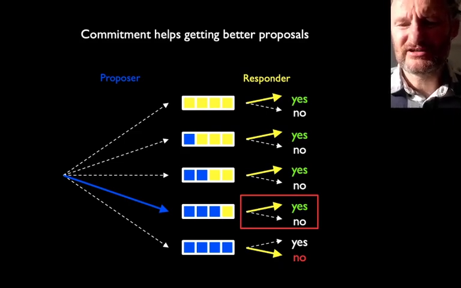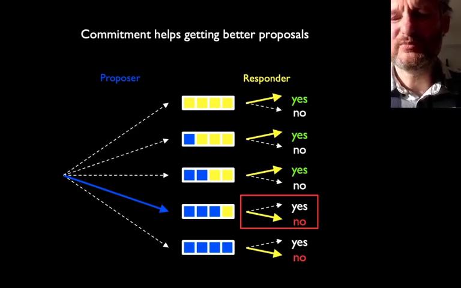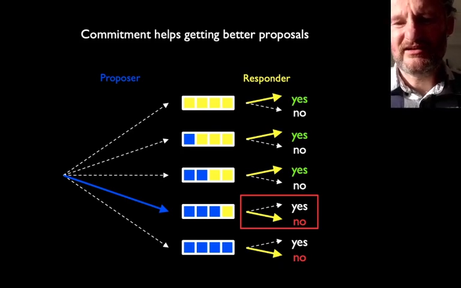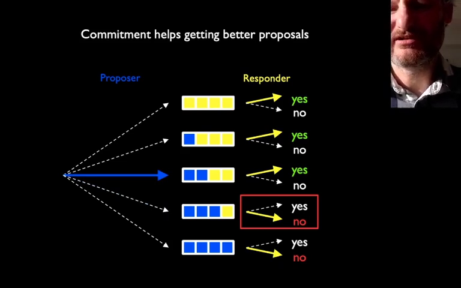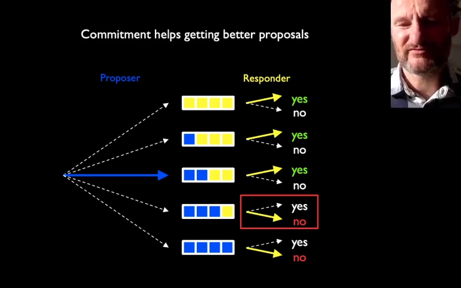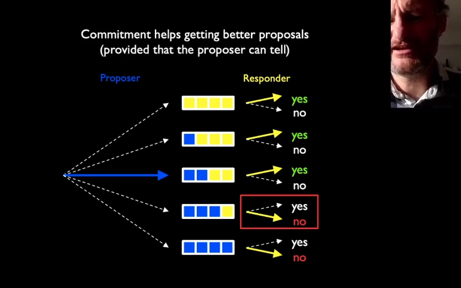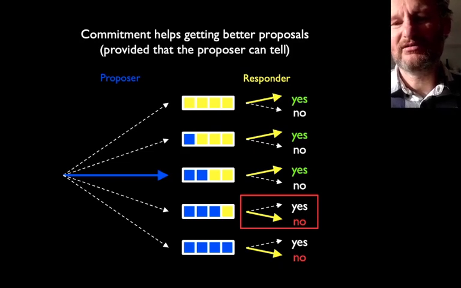if there's a responder that doesn't accept this proposal, and if the proposer would be able to tell that this is the case, then the proposer would serve his or her own best interest by proposing the equal split instead of the second proposal from the bottom. So here we're sort of going in the opposite direction, but the crucial ingredient here is that the proposer has to be able to tell that the responder is committed to rejecting this proposal.